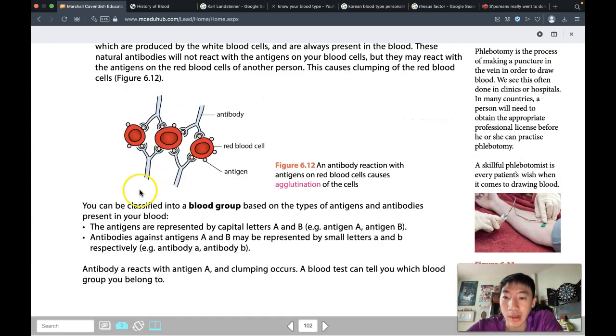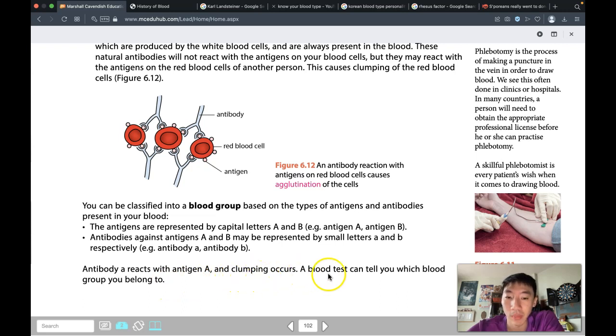Okay, so we can actually be classified into blood groups based on the type of antigens and antibodies that are present in our blood. The antigens are represented by capital letters A and B, and antibodies against antigens A and B may be represented by the small letters a and b. Okay, so for example, antibody A reacts with antigen A, and clumping will occur.